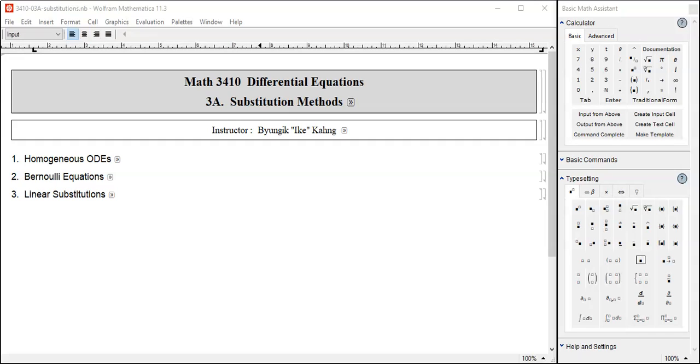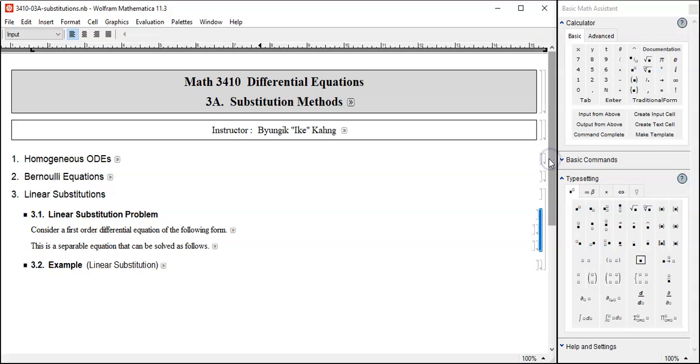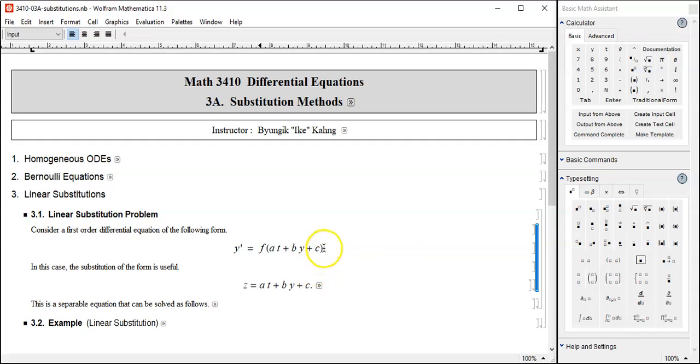Hello students, welcome back. Let's go to section 3, so-called linear substitutions, even though it's not really linear. Names can be deceiving, but for historical reasons it is called linear substitution, but in fact it is not linear. Let's suppose a differential equation of this kind of form.